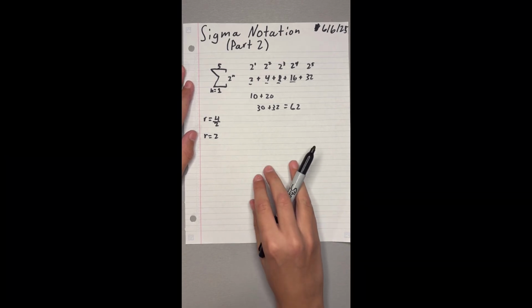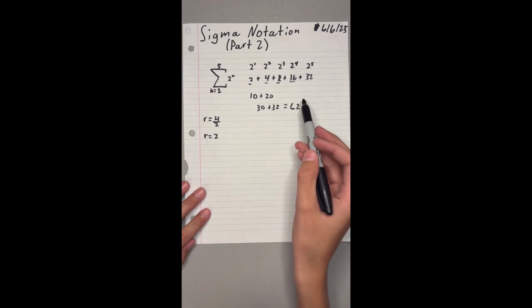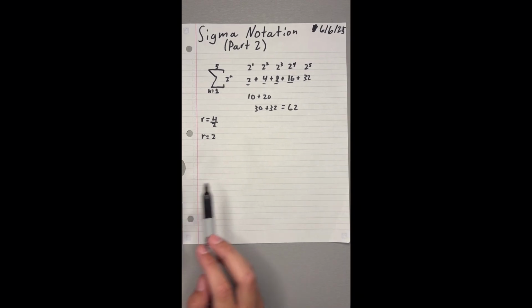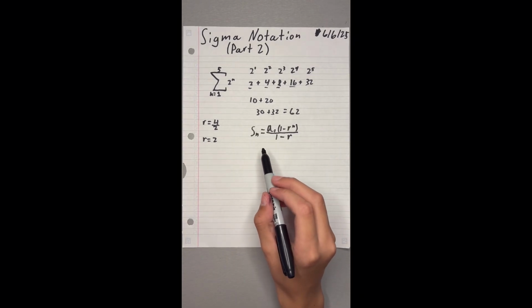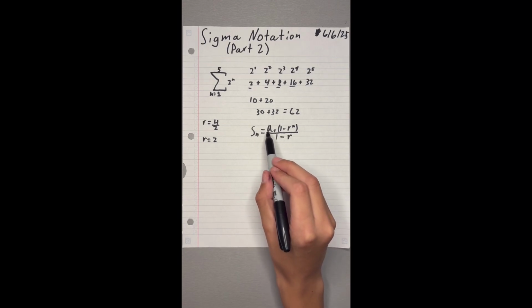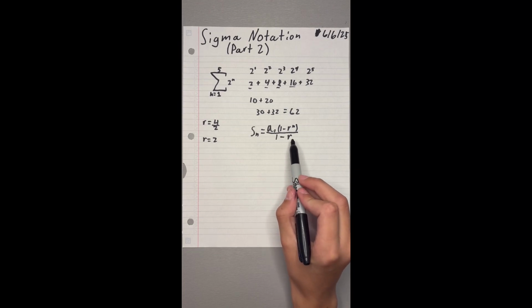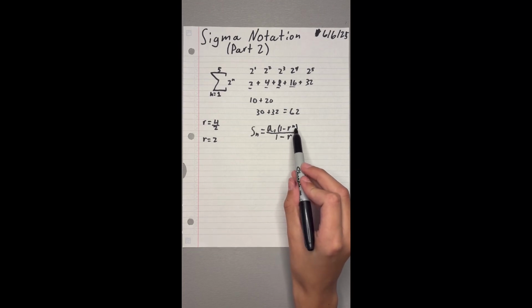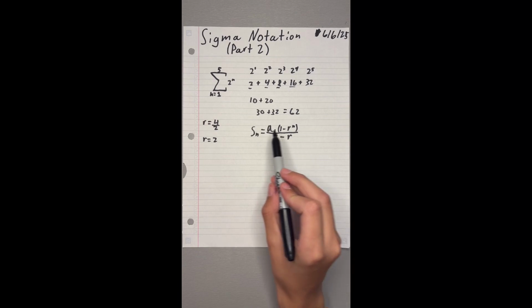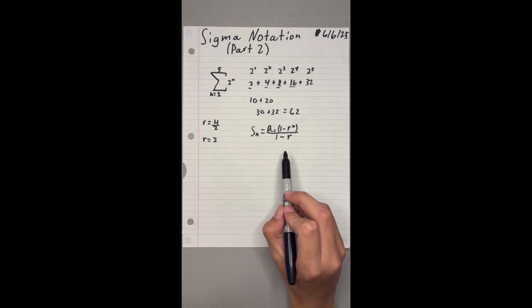There's another formula that we can use when calculating the partial sum of a geometric sequence, like how we got 62 here. The formula S sub n, or the partial sum, is equal to the first term multiplied by the quantity of 1 minus the common ratio raised to the number of terms, which is all divided by 1 minus r. So let's break this down and plug in our numbers.